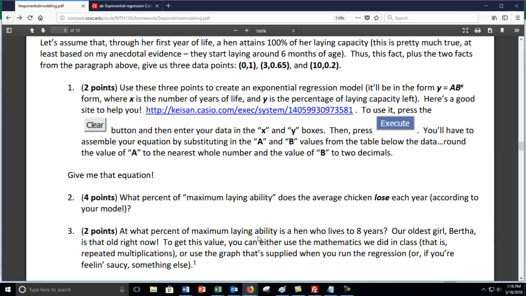Okay, let's go back to here. What percent of maximum laying capacity does the average chicken lose each year? Don't ever think this. If she's keeping 85% forward, that means she's losing 15%. It's the same as the rock, paper, scissors that we played in class. We're moving forward 2/3 of people each time, which means we're losing 1/3 each time. So that's all that means.